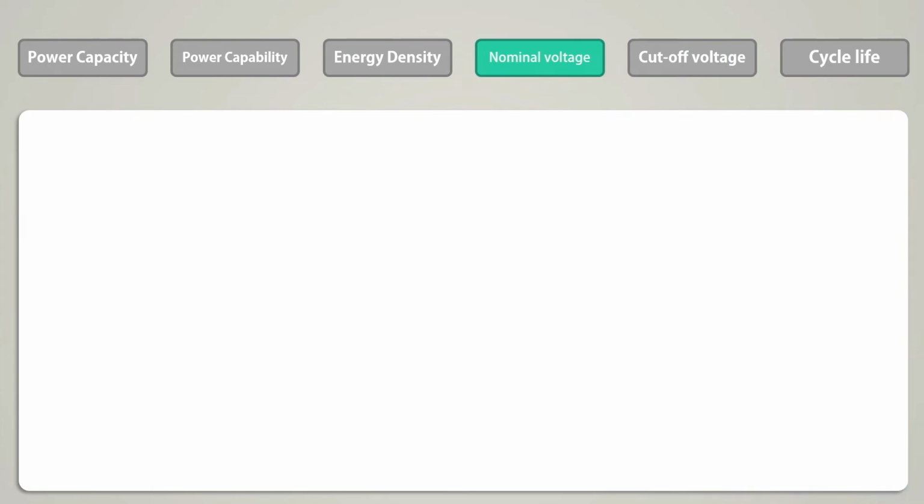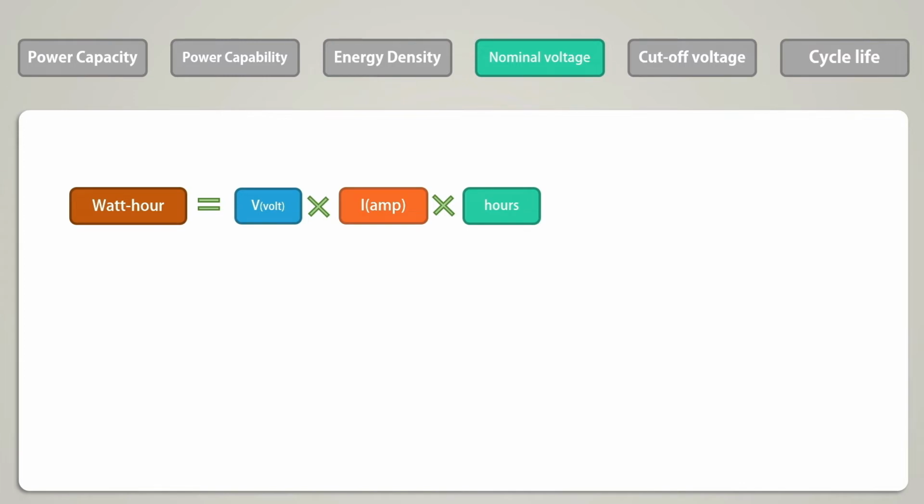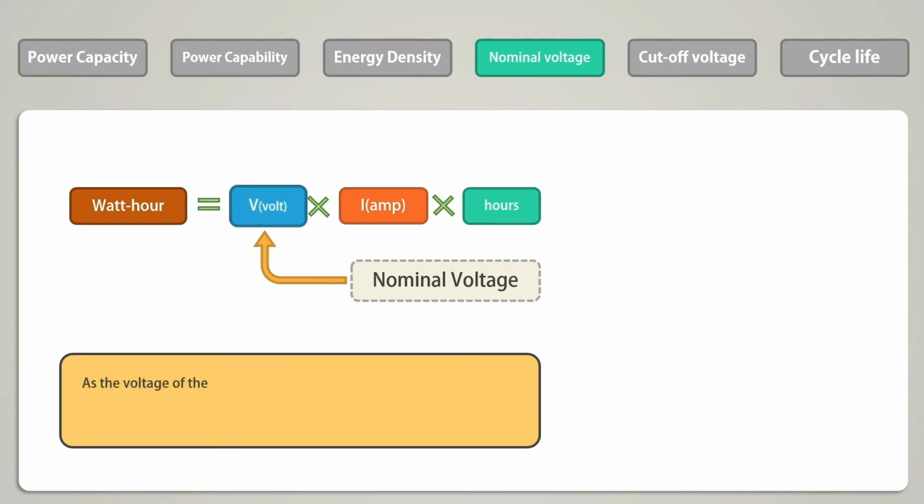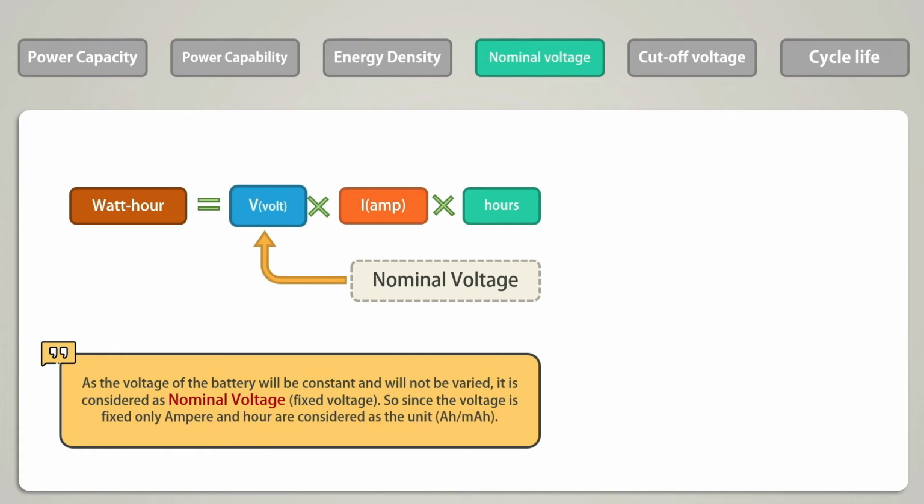Nominal voltage. While defining power capacity, we have a unit called watt-hours, which can be elaborated as voltage multiplied by current multiplied by hour. But where did the voltage go? As the voltage of the battery will be constant and will not be varied, it is considered as nominal voltage, which is a fixed voltage. So since the voltage is fixed, only ampere and hour are considered as the unit.